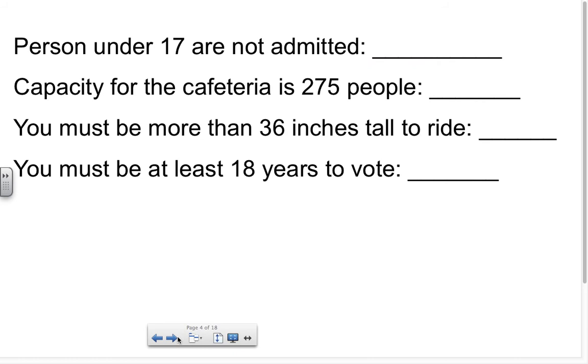Let's try a couple more. A person under 17 are not admitted. So at first, what I want you guys to understand is you look for the number. So you're going to take X, use a little space, and write 17. And now you're saying, person under 17 are not admitted. If you notice, people that are under the age of 17, would that be 17 years of age? Can they be 17? If they're not, and what does under mean? Hopefully you're thinking under is less than. So anybody that's less than 17 years of age can go, or is not admitted into this place.